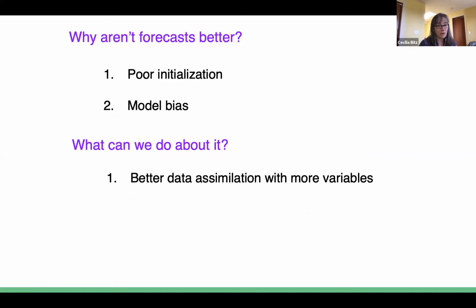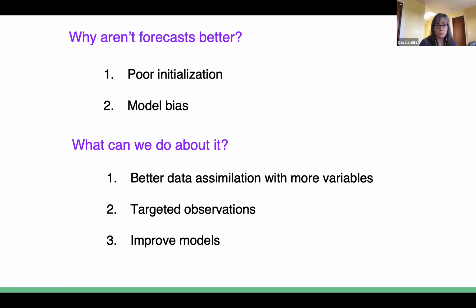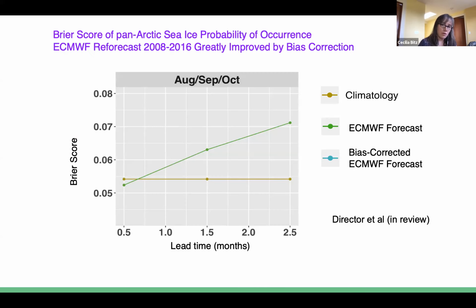Well, we could do better data assimilation with more variables. Most of these models only assimilate sea ice concentration; only one or two assimilate anything beyond that, and that would be a little bit of thickness data. We need better observations, and we could really optimize the observations used by targeting which observations we need. We could improve our models, and we could also bias correct. And I'm going to show an example of bias correction because it really illustrates the problem with model bias, both in the initialization and the evolution of the model.